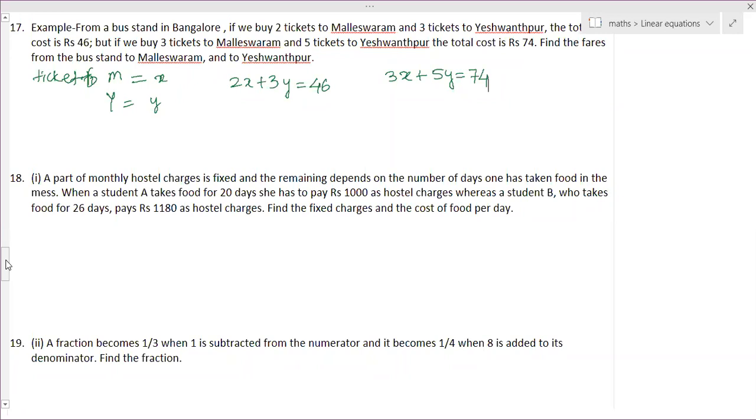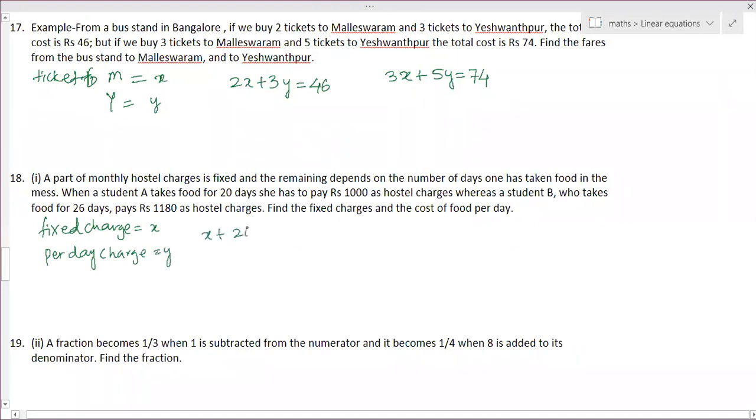Hansika, next question. Okay, ma'am. So the fixed charge can be X and the remaining per day charge can be Y. Then x plus 20y is 1000 and x plus 26y is 1180.